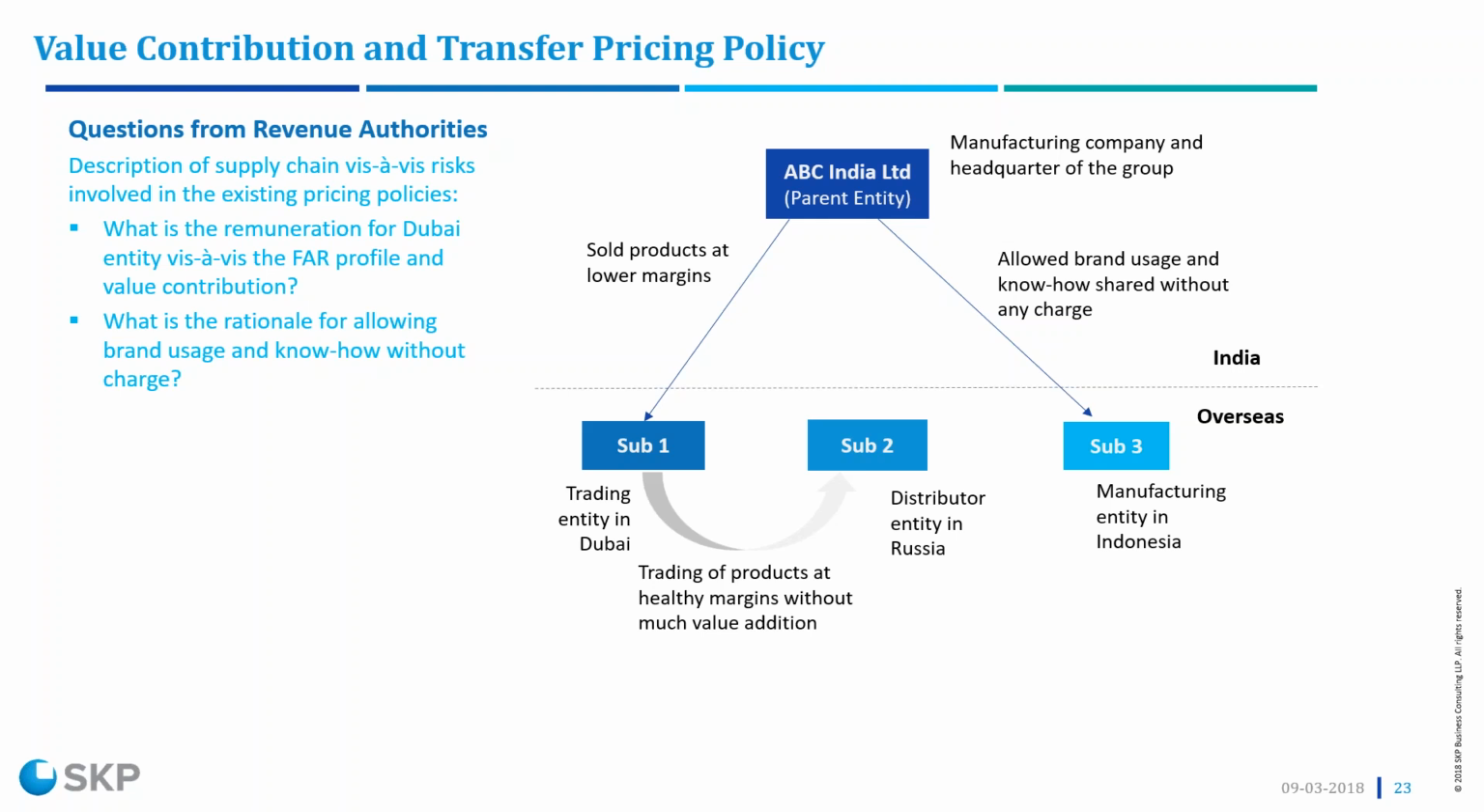And again, when you're preparing the master file right now, all these things will come to the fore and will be highlighted. The question is whether the Dubai entity, what kind of functions they are actually doing to deserve any remuneration. Are there any people? Are they doing any real marketing or distribution activity? And in the same way, what would be the rationale for allowing the Indonesian entity to use the brand name know-how without any specific charge? So again, these kinds of cases would crop up and would be examined by the tax authorities quite closely.